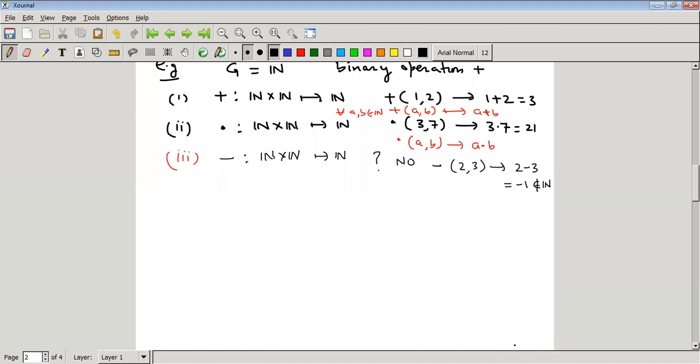Think about division. So it's an exercise for you. Think about division. Okay. So now let us change the set. Second example. This is first. Second, if we change the set G to be the set of integers, that is the set of all integers.